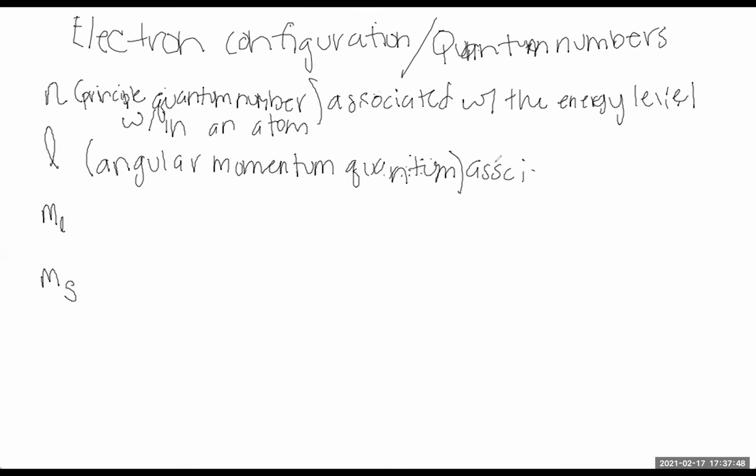So for instance, let me finish writing this down. Associated with a sublevel. For example, if we take a look at our S, angular momentum quantum number would be 0, right? And then for P, remember your blocks, your electron configurations, you have S, P, what else?